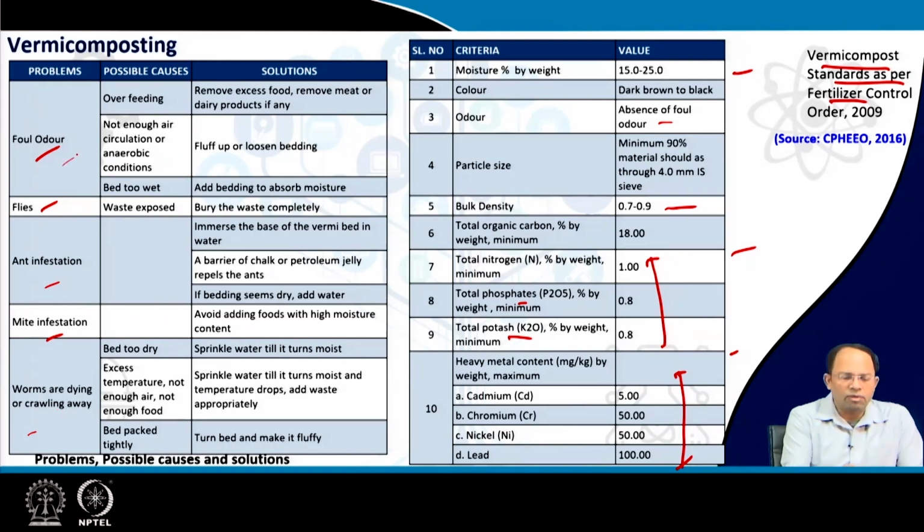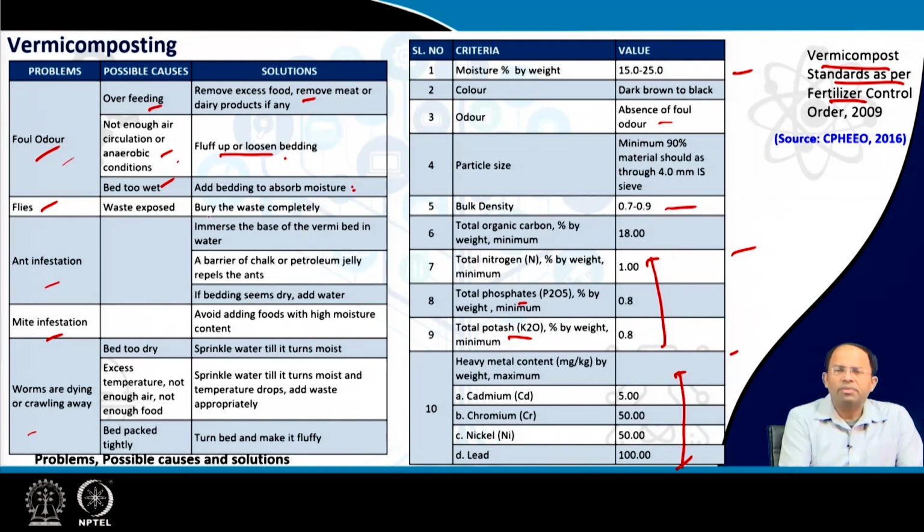So in case of foul odor, of course, it may result from either the bed is too wet, or there is not too much air, anaerobic conditions are there, or overfeeding is happening. So in that case, you have to remove excess food, or if anaerobic conditions are there, then you have to loosen up the bed, or if the bed is wet, we have to also add bedding to absorb moisture. So that means we have to add certain base at the bottom, so that the bottom base that we talked about earlier has to be made properly so that the moisture actually moves out.